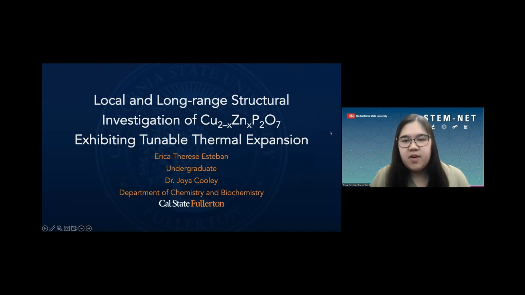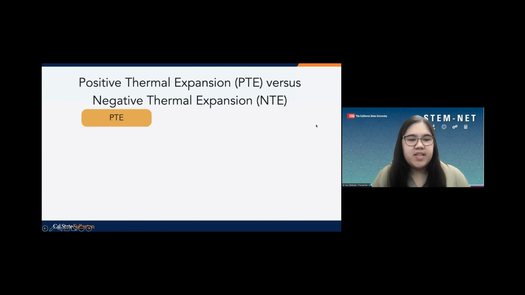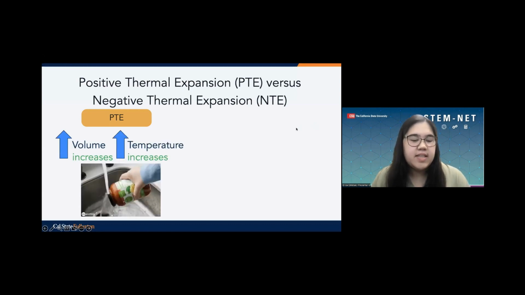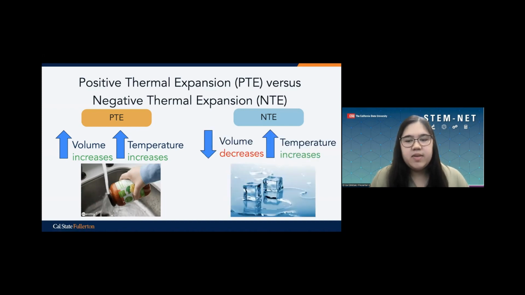So my project involves two types of thermal expansion. First, positive thermal expansion is the increase in unit volume as heat is applied. And this is commonly seen when we have a difficult time opening a spaghetti jar, where when we run it in hot water, the metal lid is able to expand more than the glass jar. In contrast, negative thermal expansion is the decrease in unit volume as heat is applied. And we commonly see this where we have an ice cube melting.